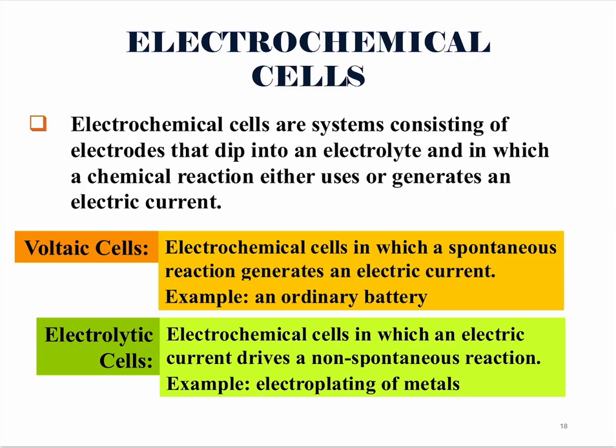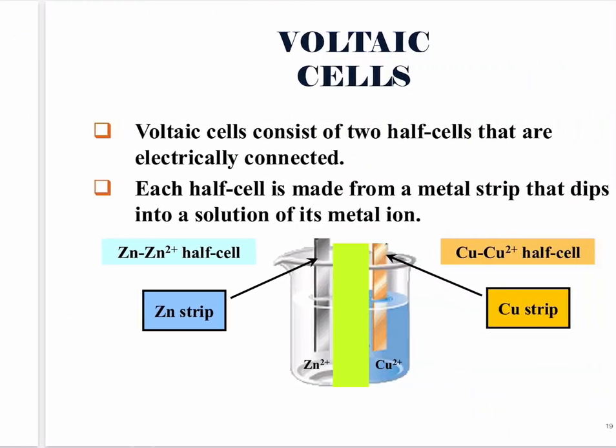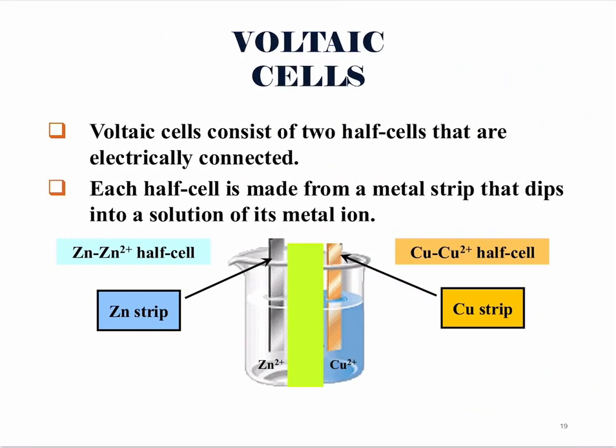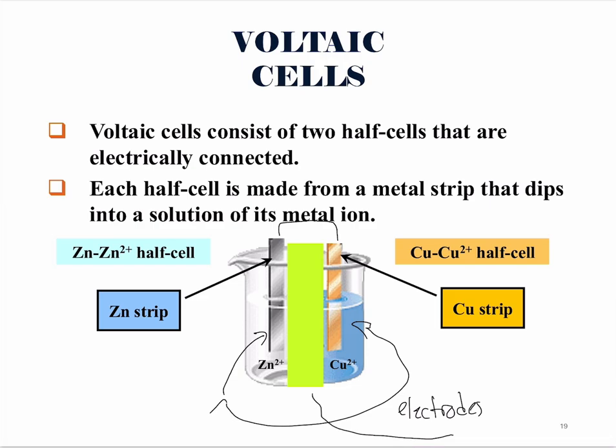All right, so those are two types of electrochemical cells, right, or galvanic cells. Voltaic cells and electrolytic cells, right? So here we have a voltaic cell. Each half cell is made from a metal strip that dips into the solution, right? So each of these are what we call our electrodes, right? And then usually there's a wire that connects these two. And the space in between these, this is called a salt bridge.